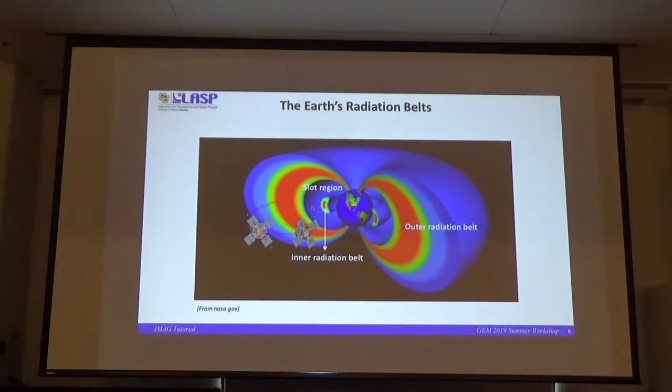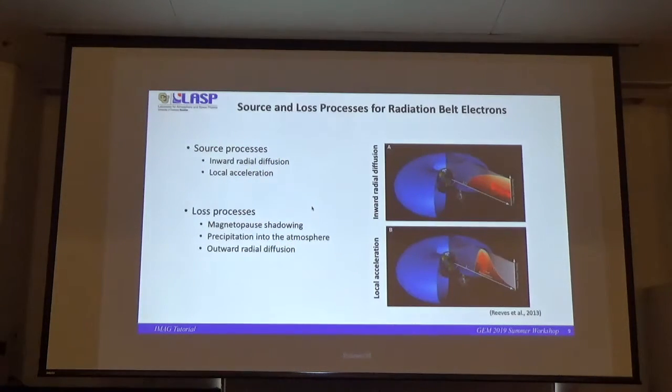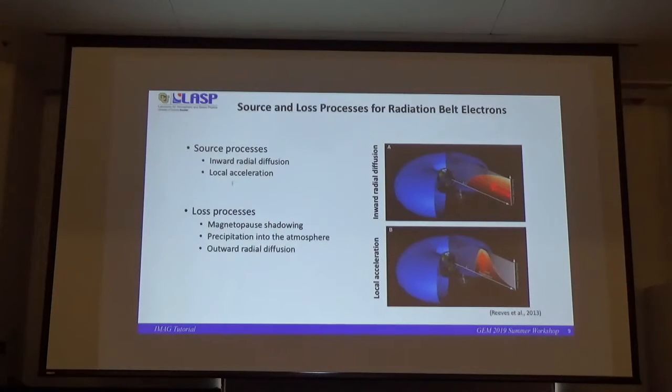The region in between, called the slot region, is usually devoid of energetic particles, but during very active times, it can also be filled with energetic electrons. The major source processes for radiation belt electrons have been proposed as inward diffusion and local acceleration.